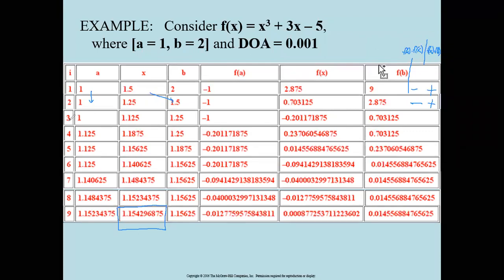So for the third iteration, if you try to observe, if you multiply this negative times negative, it becomes positive, right? And this one is negative. That's why for the next iteration, we have to set this x to be the new a, and retain the value of b as the new b for the fourth iteration or the next iteration.